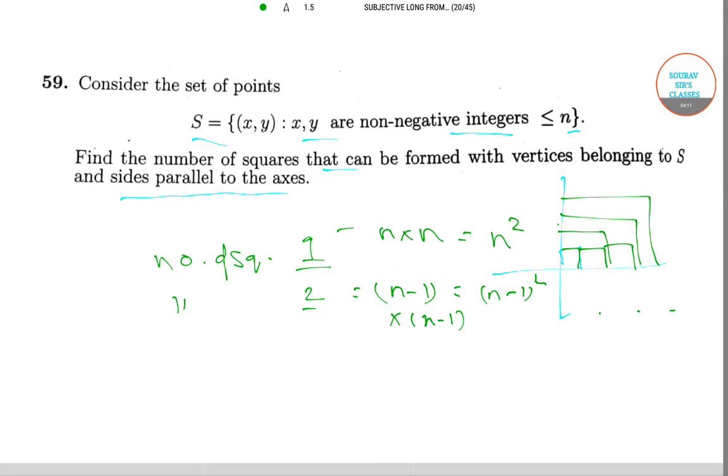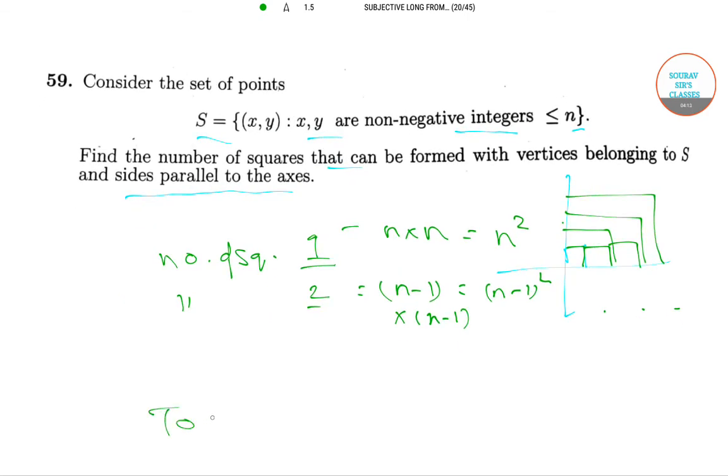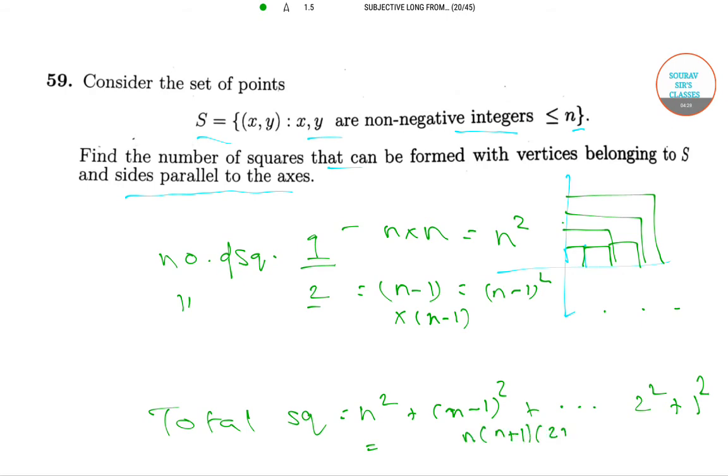So the total number of squares will be n squared plus n minus 1 squared plus and so on till 2 squared plus 1 squared, which is equal to n into n plus 1 into 2n plus 1 divided by 6.